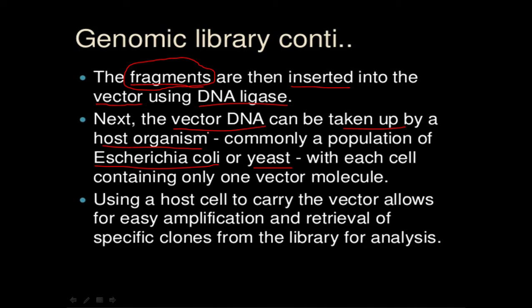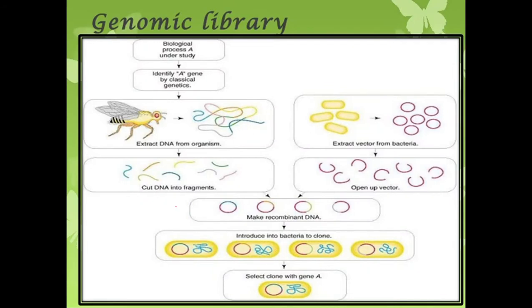Expression means, we already know the central dogma, any DNA can be expressed and converted into protein only when it has a proper medium. So we have to insert this clone DNA into a proper host organism like E. coli and yeast, where this clone DNA can be expressed and produce a proper amount of protein. So this is, we can say, the procedure of genomic library.